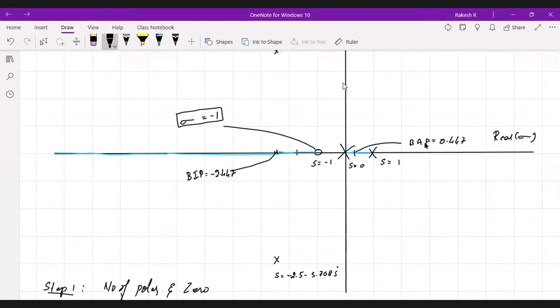See here, I have taken this as a break away point. Why have I taken this as a break away point? Because in between, these are the two poles that we have, that is s is equal to 0 and s is equal to 1. So these are the poles where the roots are starting here. So this is a break away point, right? Because it comes in between poles. In between poles we have the roots, so this is a break away point, right?